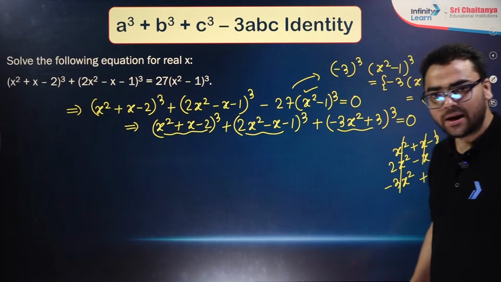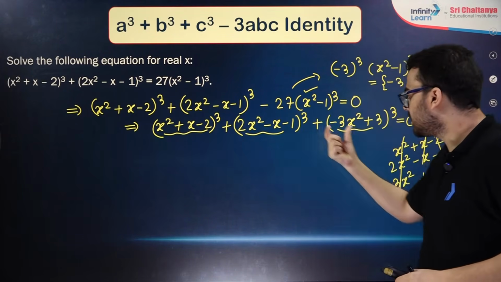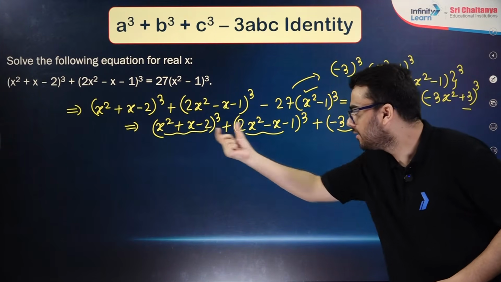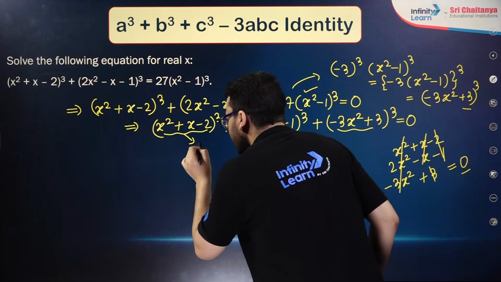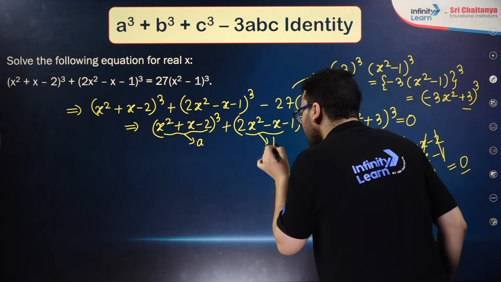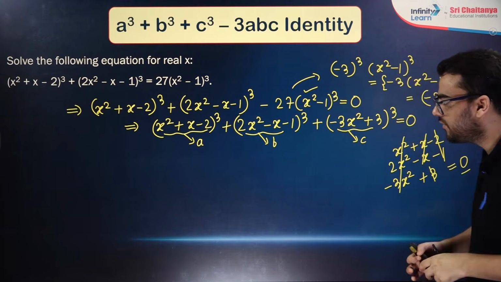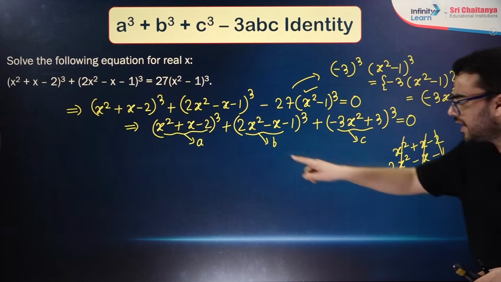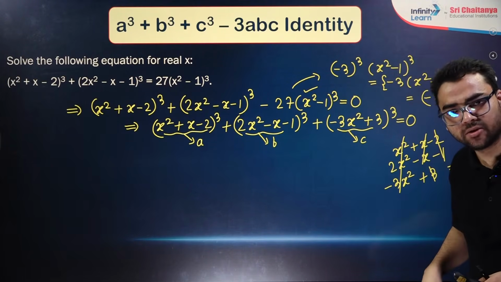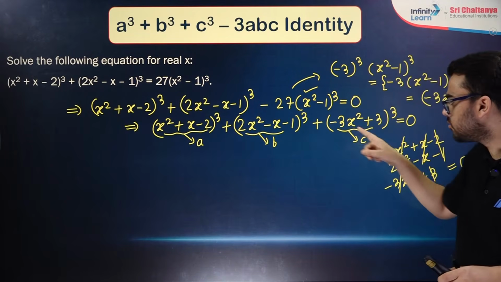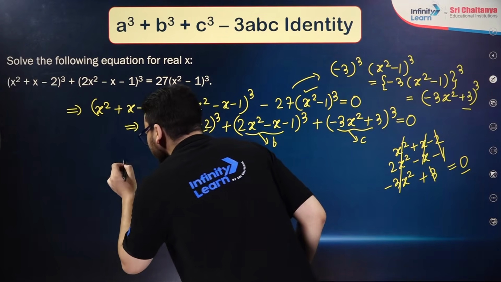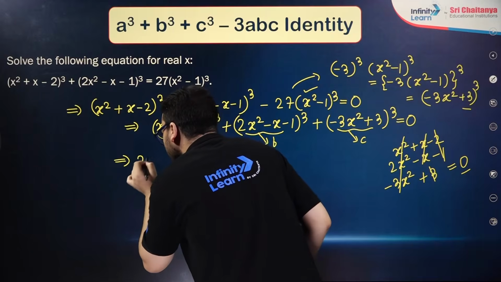What does it mean? It means that if a cube plus b cube plus c cube is equal to 0, I mean, you don't have to bother about that. If you consider this thing inside the cube to be a, and this as b and this as c, aren't we getting over here a plus b plus c as 0? Tell me. So if a plus b plus c is 0, then a cube plus b cube plus c cube is what? That is 3abc. You understand that? So this whole expression will be suddenly simplified to 3abc.